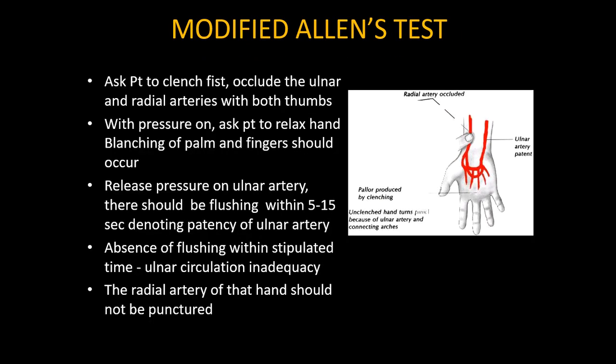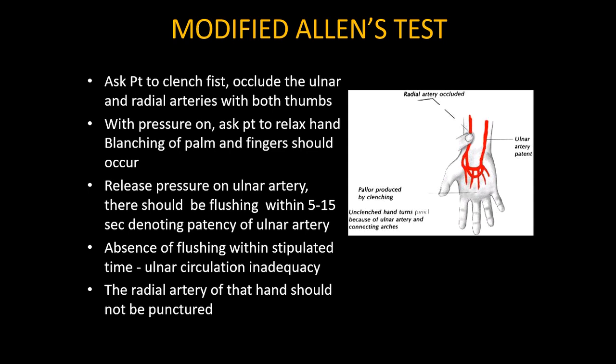So, how to do a modified Allen test? We ask the patient to clench the fist, then we occlude the ulnar and radial artery with both the thumbs. So, another person occludes the radial artery and ulnar artery. With this pressure on, we ask the patient to relax the hand.